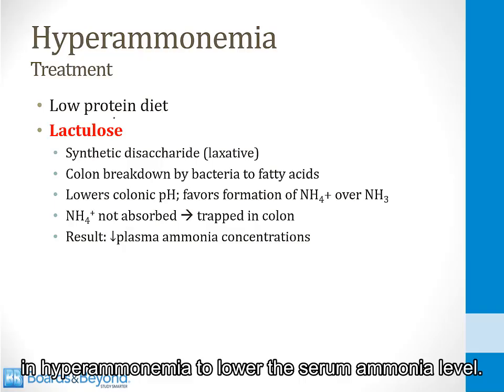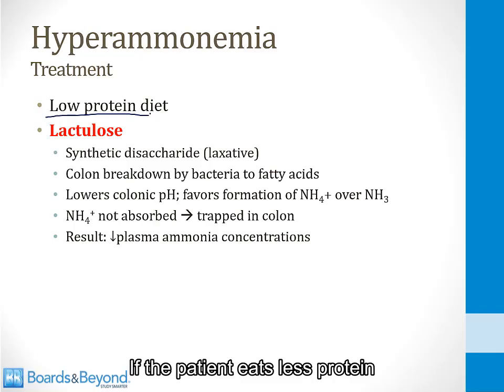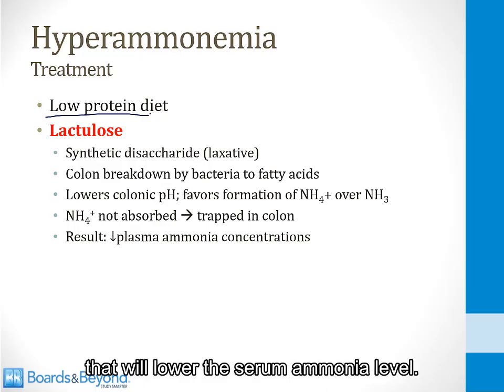There are a couple of treatments that can be used in hyperammonemia to lower the serum ammonia level. The first one is a low-protein diet, since ammonia comes from metabolism of amino acids. If the patient eats less protein, that will lower the serum ammonia level.